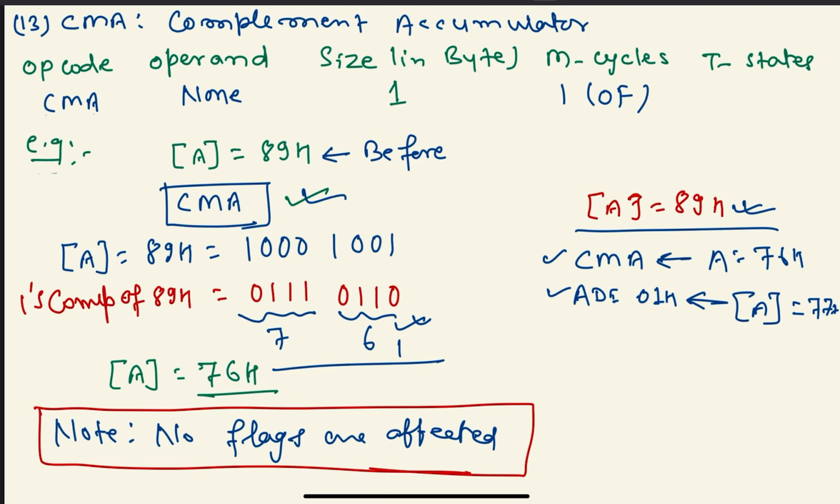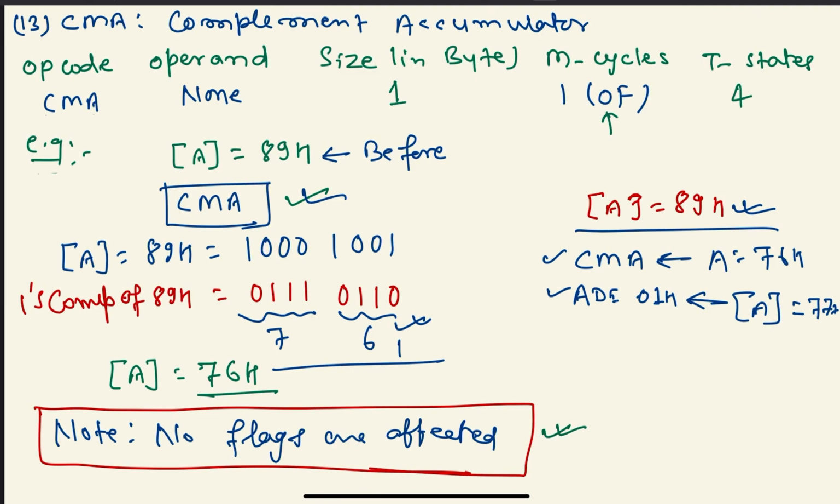So that is the reason only one machine cycle is required, which is the opcode fetch machine cycle. As we know, by default for the opcode fetch, the number of T states required is 4. So as T states it will be 4 T states here. And about the flags, I already said that no flags are affected.